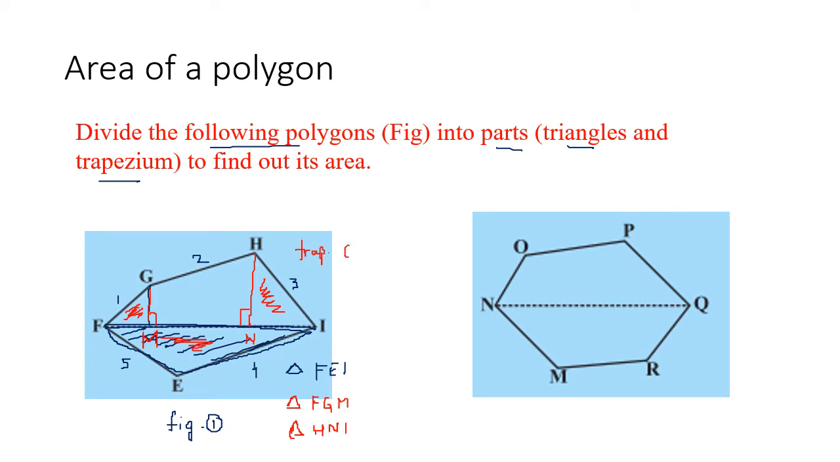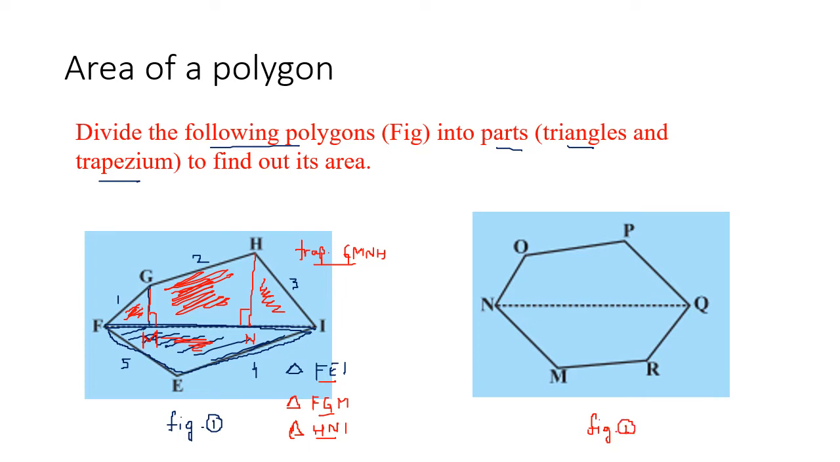Trapezium GMNH. This is the trapezium GMNH. So I have divided the whole polygon into 4 parts. 3 are triangles and 1 is a trapezium. Right? Now again you can pause the video and try out the second one, this figure 2. Try it out first and then start the video and compare the answer.